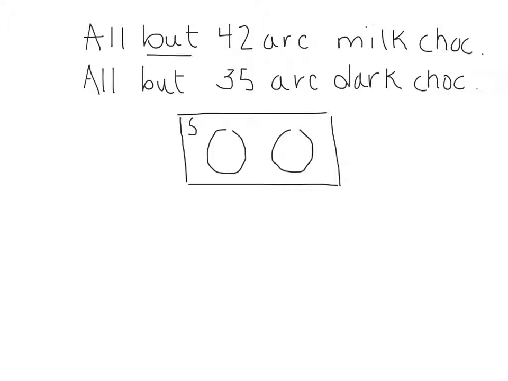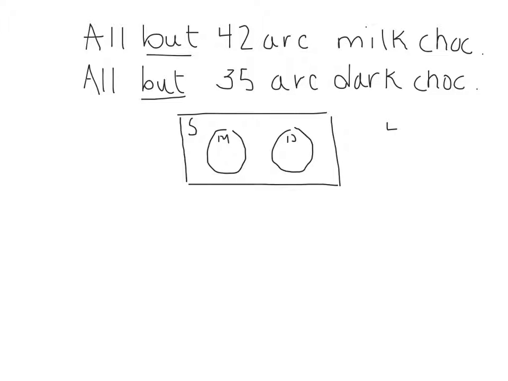And notice in my Venn diagram that I've drawn here, I've not intersected those circles because a candy cannot be both milk and dark chocolate. So these are mutually exclusive kinds of candies. Now the way that this information is provided is a little bit tricky. It says all but 42 are milk chocolate and all but 35 are dark chocolate.